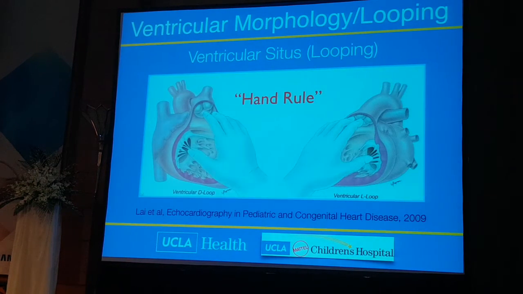In terms of the hand rule, a lot of patients with heterotaxy will have D-loop ventricles or L-loop ventricles, and once you figure out which ventricle is which, you can apply the hand rule. Sometimes it's hard to tell which ventricle is which, or you may have a single ventricle and you're not sure if it's right ventricle or left. Then in those cases, you cannot apply the hand rule.